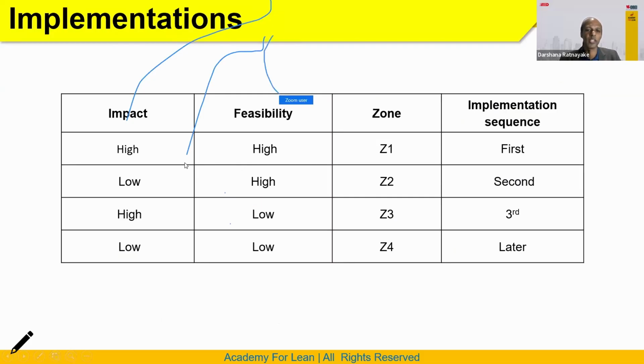I don't draw it here because I have another one open. That is why you can draw on the table. Okay, so impact is high and feasibility is high, that means zone 1. That is what you need to take for first implementation. Then impact is low and feasibility is high, we need to take zone 2 as second, to keep people motivated. Because no one likes to do hard work, even you and me.